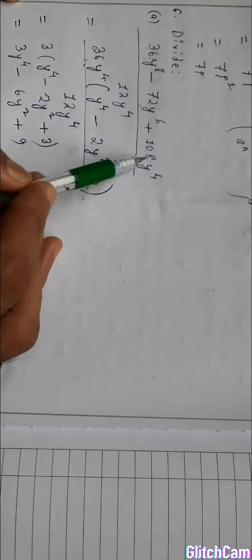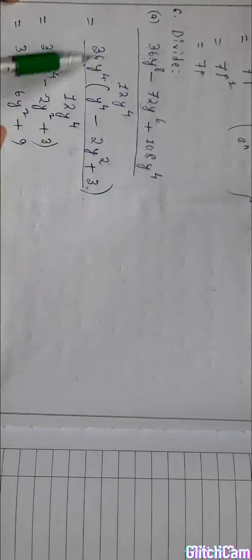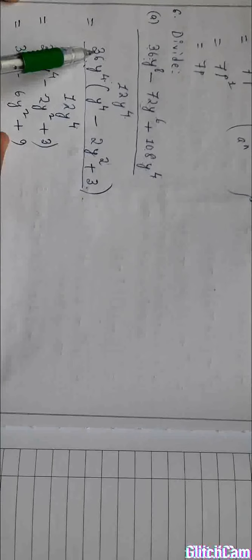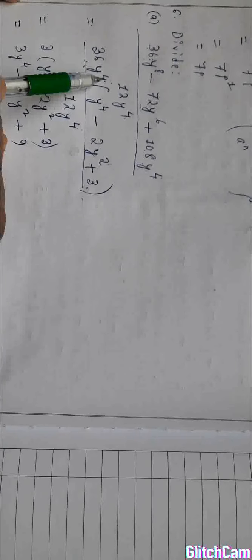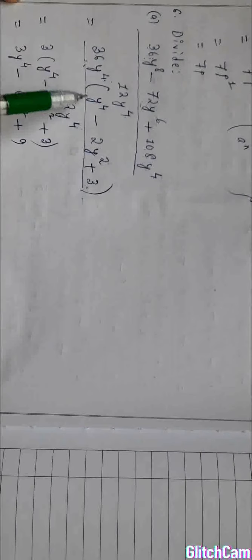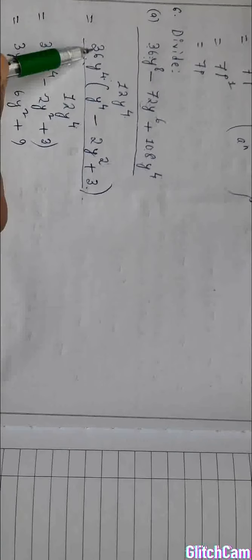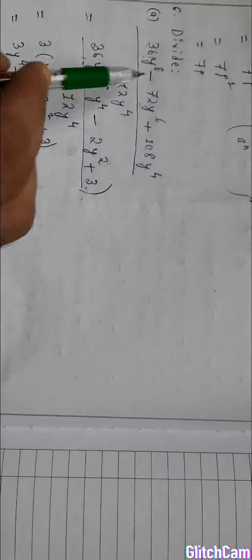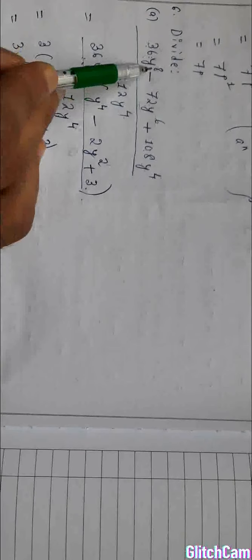So here the least power is 4, so y to the power 4 we have taken here common. So 36 y to the power 4 has been taken common from the three terms in the numerator. Therefore now when you have taken 36 y to the power 4, we are left with y to the power 4 in the first term.